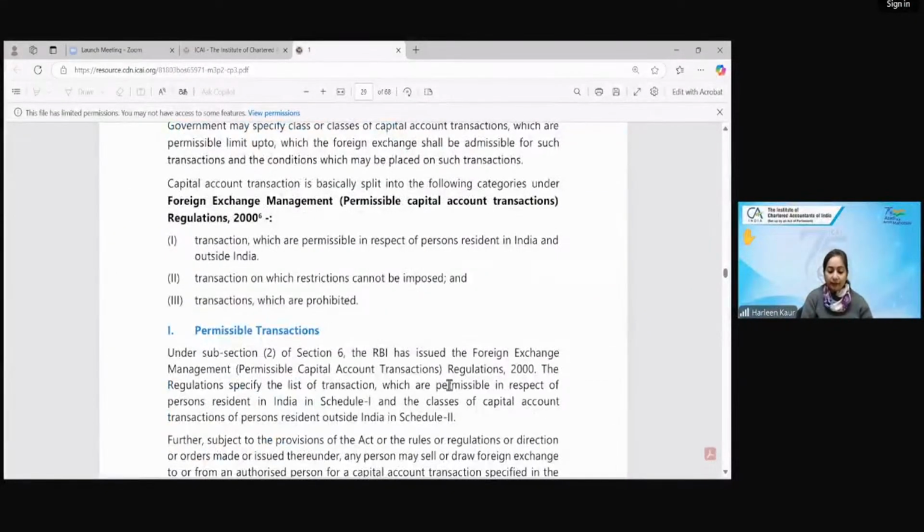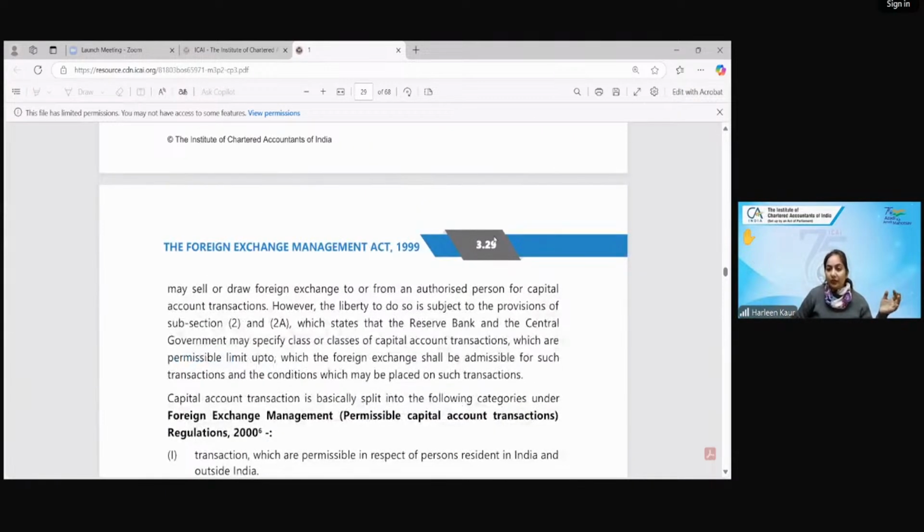Is that clear, children? Everyone is clear about capital account transactions. The definition of capital account transactions was a little tough, which you have to understand. Direct questions related to this can also come.